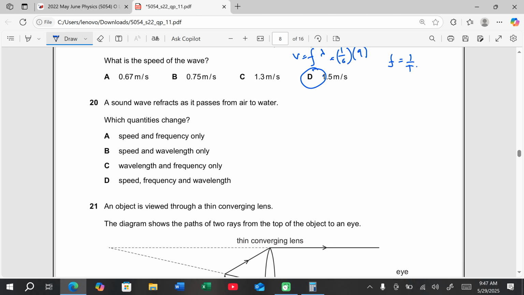A sound wave refracts as it passes from air to water. Which quantity changes? The frequency remains the same, but speed and wavelength change.